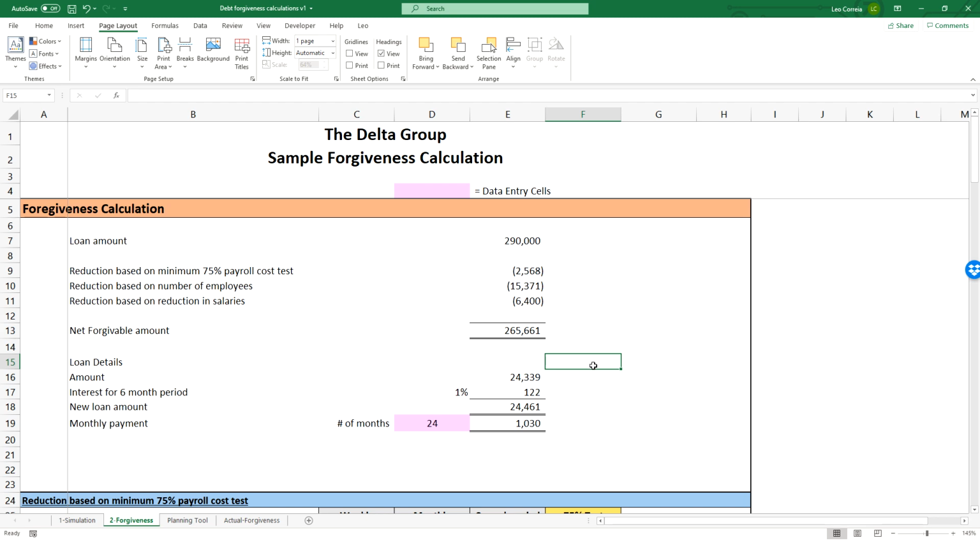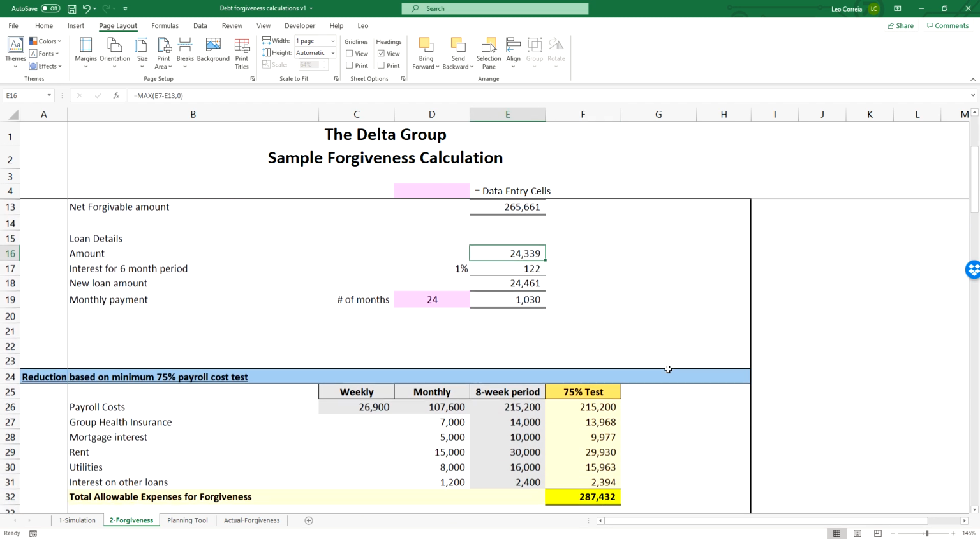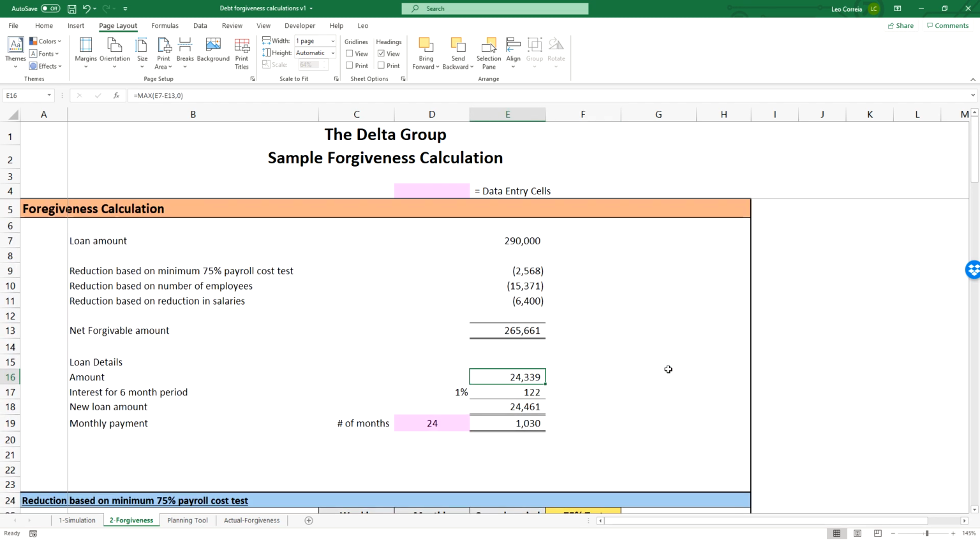I hope you enjoyed this tool. I think we've covered just about everything in these calculations, and I believe we've calculated them the best way we know how. And until there's further guidance, this is what we know for the math on the calculations.